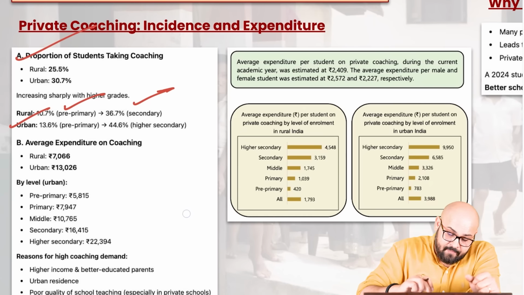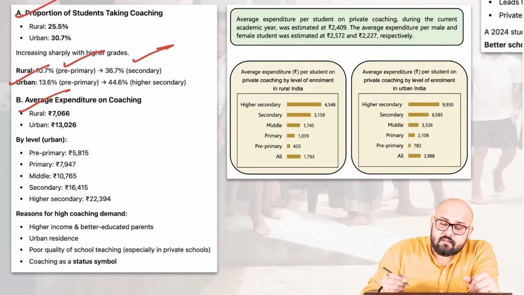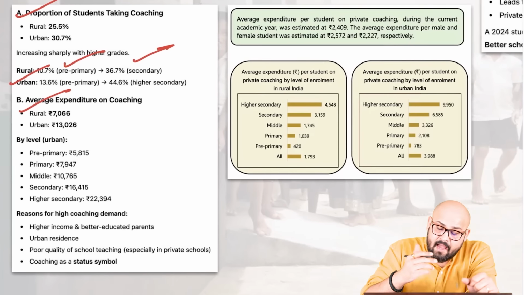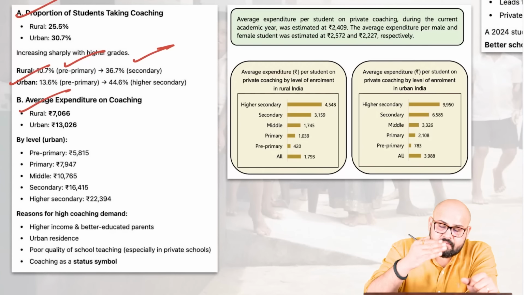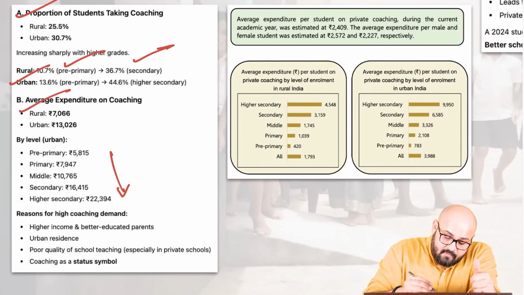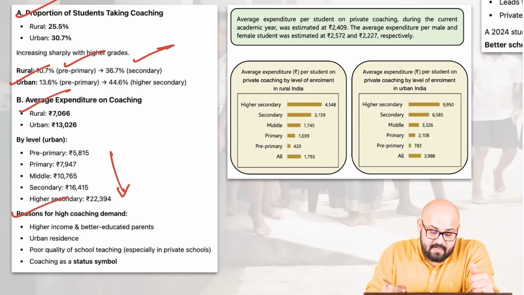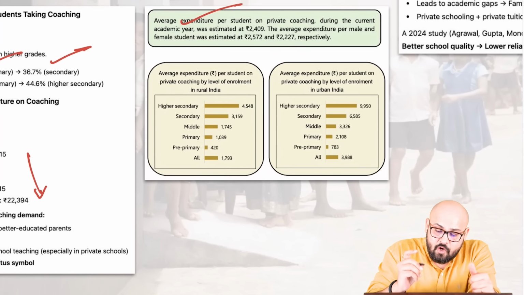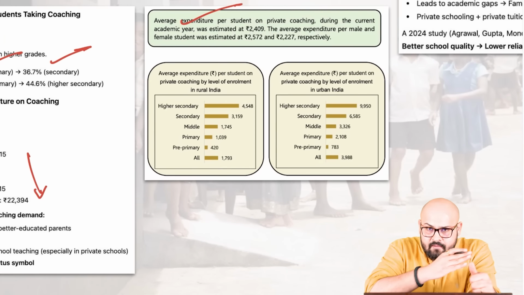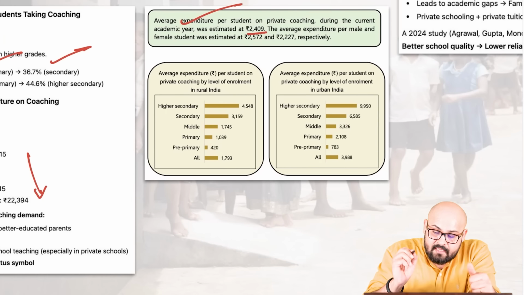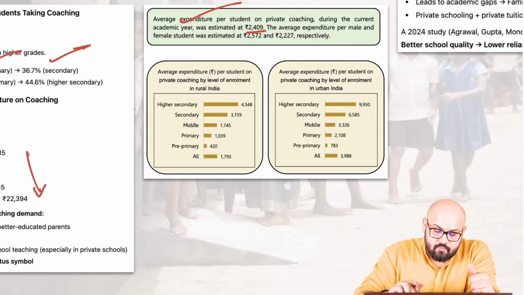Vicious cycle of poverty. Average expenditure in rural areas with respect to coaching is almost 7,000, urban 13,000; no need to memorize. As I said, by level, if you go from one level to the other, it keeps on increasing, right? Now, what are the reasons for the high coaching demand? Let's first also talk about this. The average expenditure per student on private coaching during the current academic year for the whole year was estimated at almost 2,400. No need to go with this.